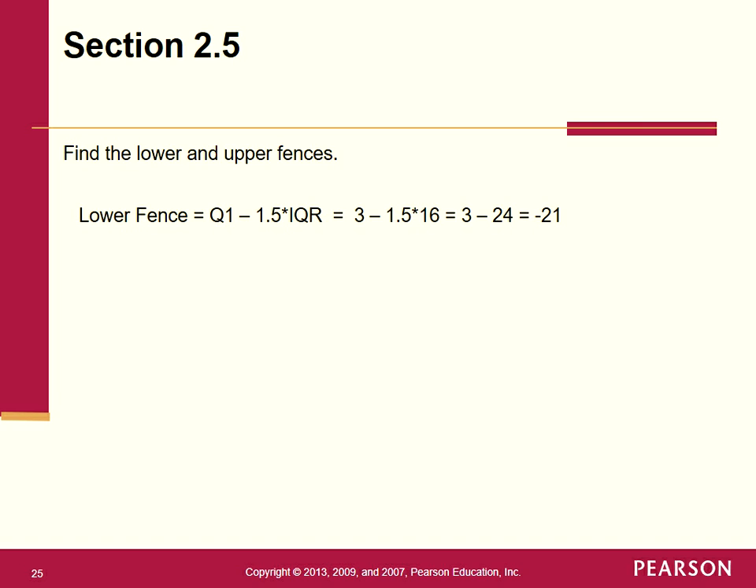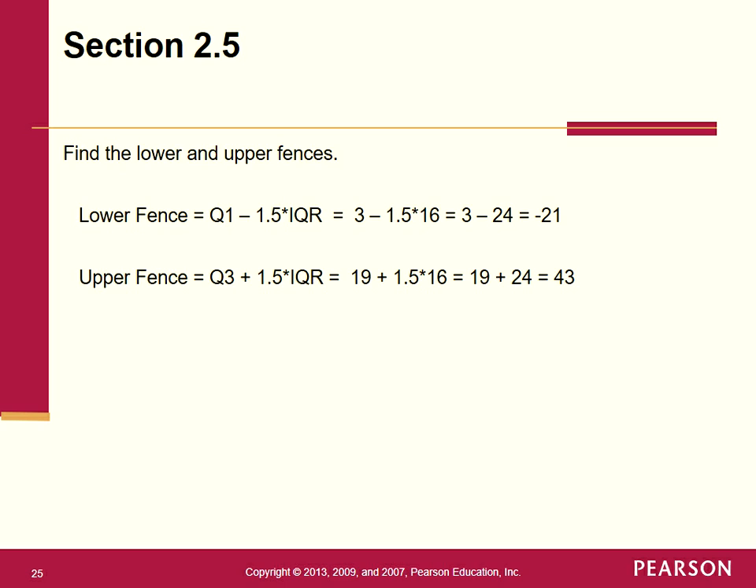The lower fence is Q1 minus 1.5 times the IQR. I think if you go through that calculation, you get negative 21. The upper fence turns out to be Q3 plus 1.5 times the IQR. That turns out to be 43.